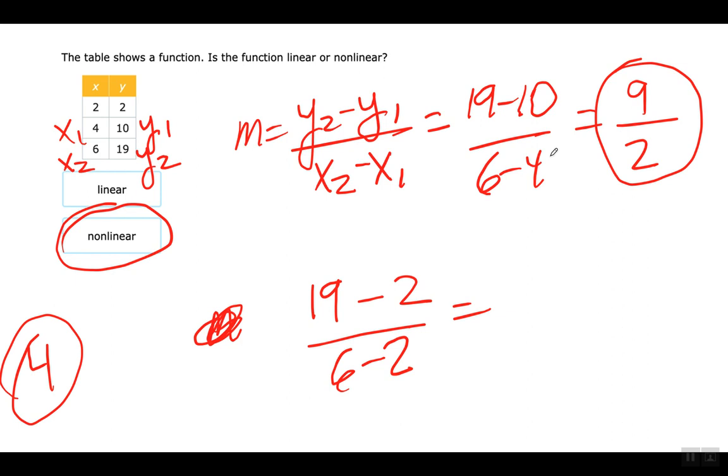Yeah, so I got 3 different answers with all 3 possible combinations. They all gave me 3 different answers, so this is definitely nonlinear. Okay, chequeé con las 3 combinaciones posibles y me dio 3 respuestas diferentes, así que definitivamente no es lineal.